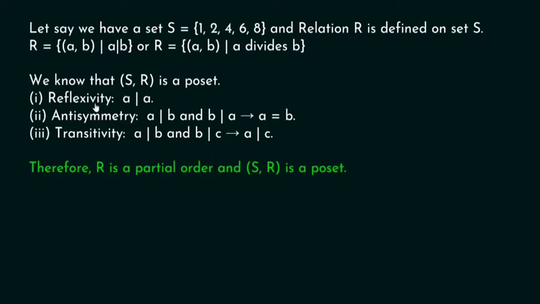You can see that the reflexive property is satisfied because A divides A. The antisymmetric property is satisfied because if A divides B and B divides A, then obviously A is equal to B. There is only one way. And transitivity is also satisfied because if A divides B and B divides C, then A must divide C. As simple as that. Therefore, R is a partial order and (S, R) is a poset.